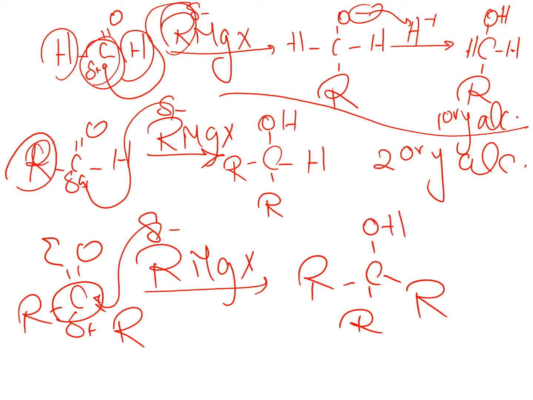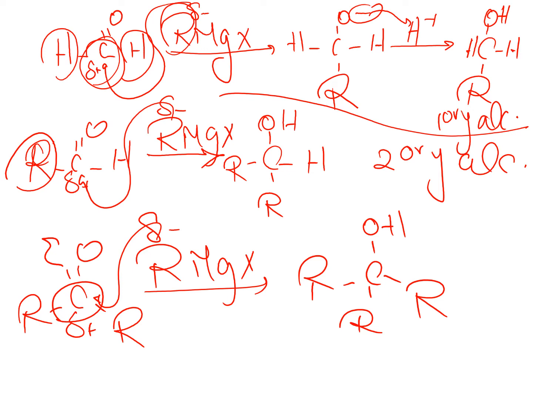So primary alcohols can be produced from addition of Grignard to formaldehyde only. Secondary alcohols can be produced from reaction of Grignard with any aldehyde other than formaldehyde. Finally, the tertiary alcohols will be prepared from the addition of Grignard to any ketonic compound.